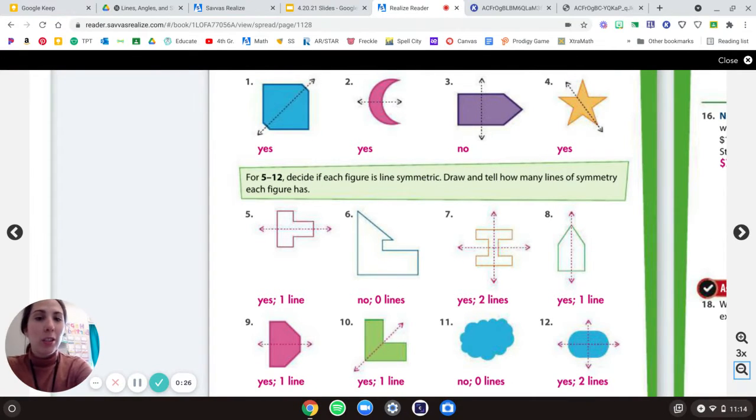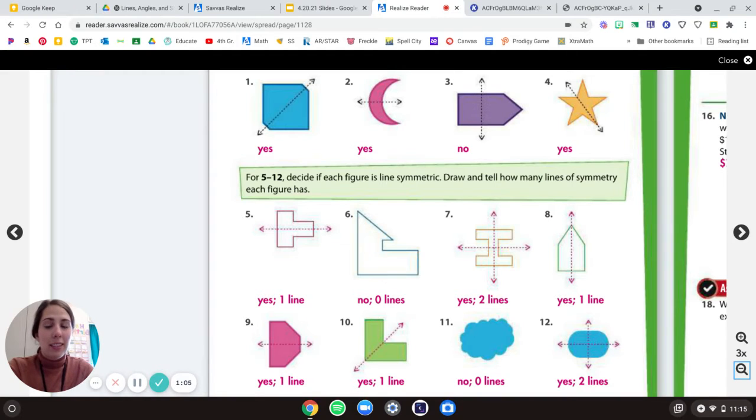So here we go. Number 1 through 4, you needed to say if that line was line symmetry or not. Number 1 is yes. 2 is yes. 3 is no. And 4 is yes. Number 5, you need to decide if it is line symmetric and then where they would be. And tell how many, okay? So 5 is yes. There should be one line, and you should have drawn it through horizontally. Good. 6 was no, so there are no lines.